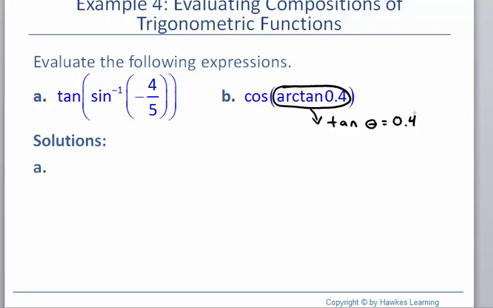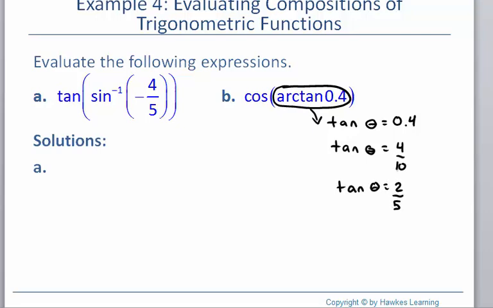Now, what I'm going to do is go ahead and write 0.4 as a fraction. All right, so it's 4/10. So I'm going to write it as 4 over 10. And then I'm going to reduce it. So I need an angle that has a tangent value of 2 over 5.